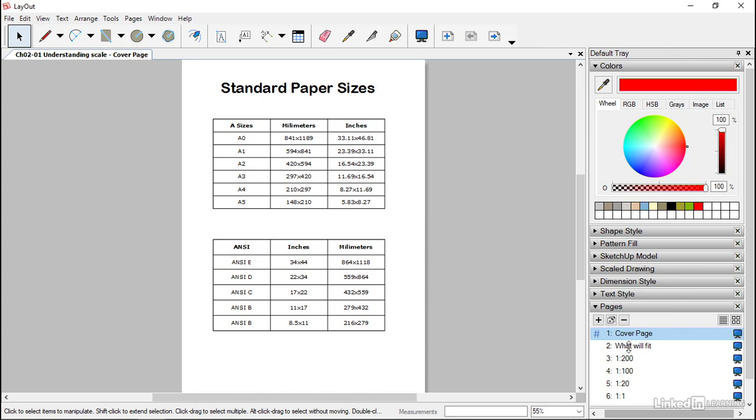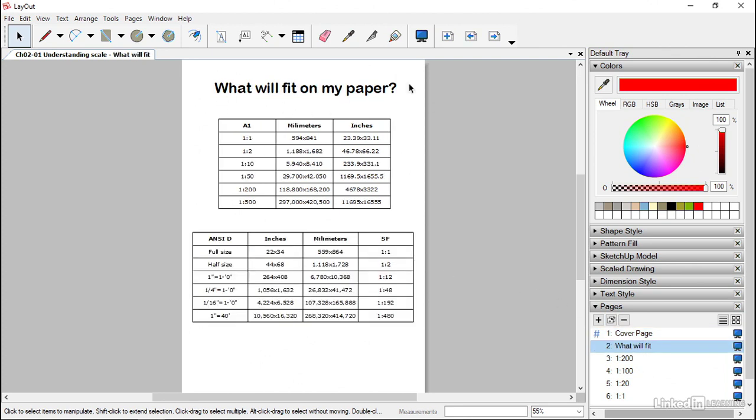Now, let's go over to the next page and see what will fit on my paper page. And if I had an A1 size, then if I was drawing something at full scale, which I very rarely did because I didn't deal with sort of machine parts or product bits, then the amount of stuff you could fit on there would be 594 by 841 on A1. And these are the equivalent sizes for the ANSI D, which is a similar sort of page.